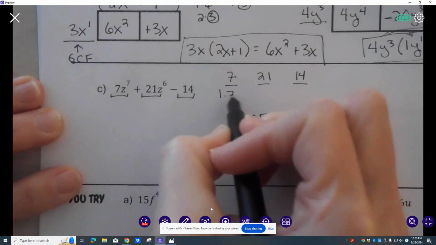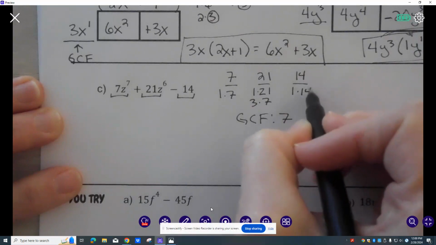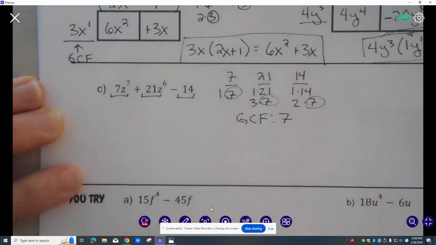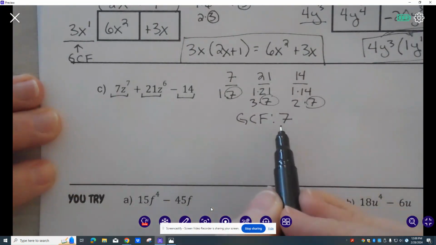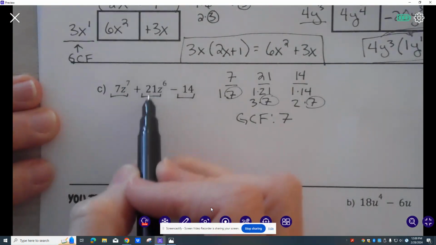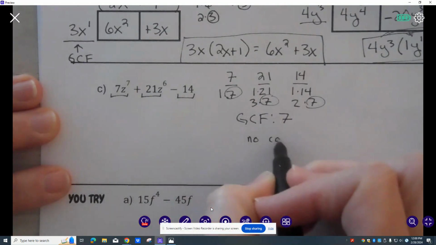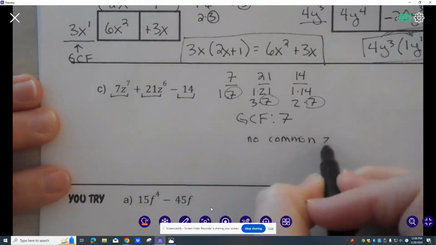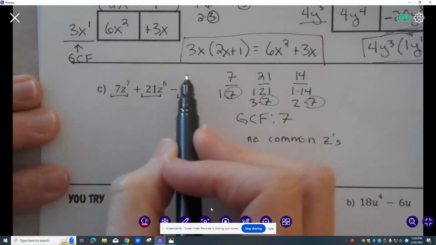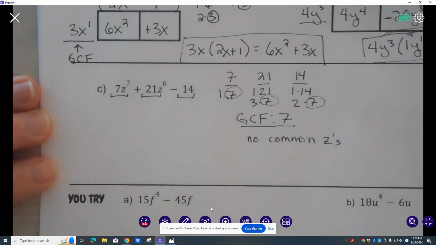And again, if you listed the factors, this is what you'd have, 2 times 7 here, you would find that 7. So you can always do where you list the factors. Okay, now I'm going to check my variables. This term has 7 z's. This term has 6 z's. This term has no z's. So there are no common z's. This term doesn't have any z's, so I cannot factor a z out of a term that doesn't have any z's. So that means my greatest common factor is just the 7.